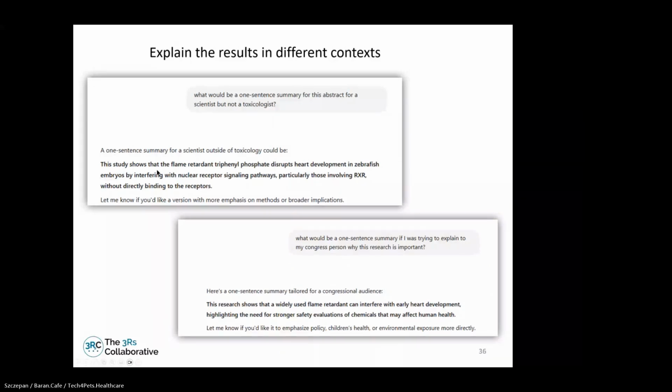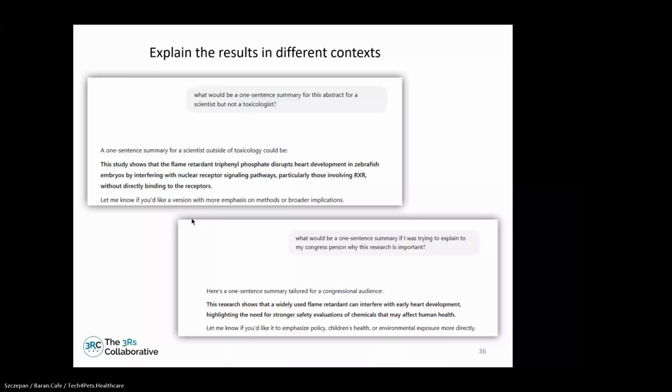Okay, so here's some results in different contexts. I asked, what would be a 1-sentence summary for this abstract for someone who's maybe a scientist, but not a toxicologist? Again, this paper is just an illustrative example, but it looked at a flame retardant in zebrafish embryos. It says this study shows that the flame retardant triphenyl phosphate disrupts heart development in zebrafish embryos by interfering with pathways, particularly RXR, without directly binding. That's pretty good. I think a scientist could understand that.